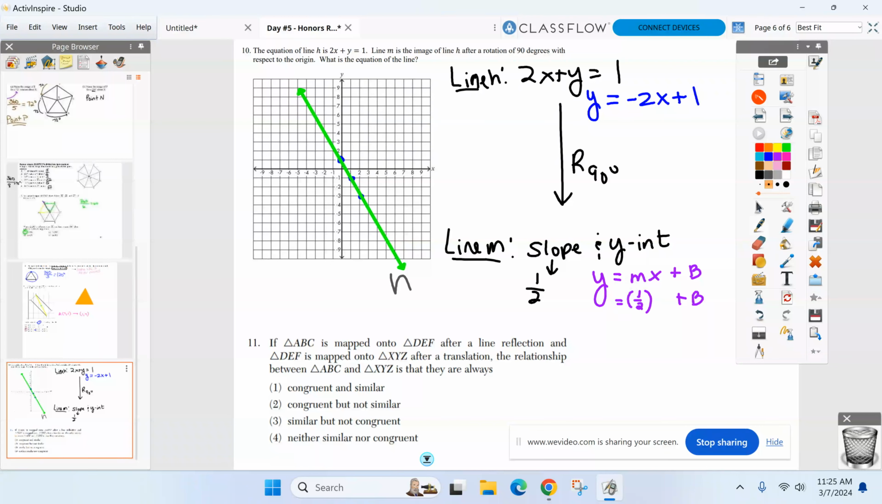All right, now I'm going to turn this back over to you. Y and x have to be a point on line m. I don't want to plug in a point from line H, right? I don't want to plug in 0, 1. I don't want to plug in 1, negative 1. I want to plug in a point that I know is on line M. So how can you get a point on line M?